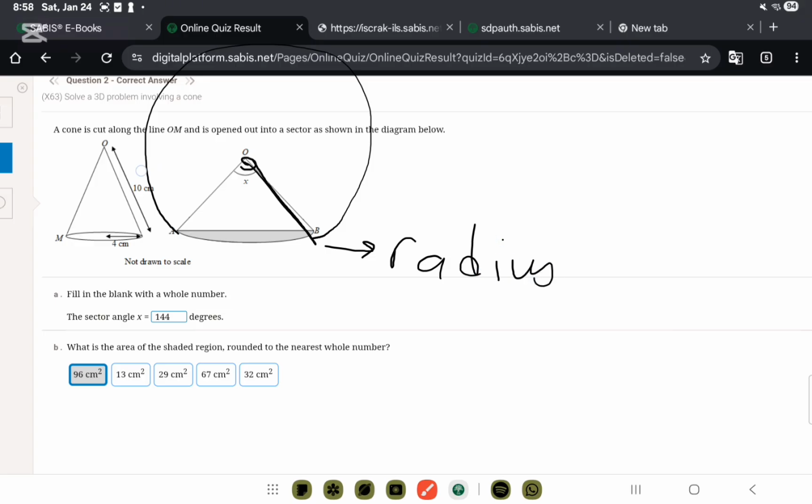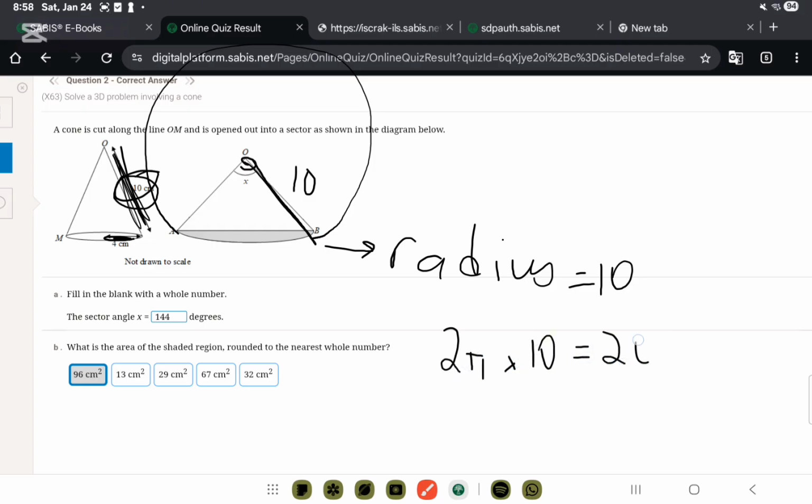Okay, now in the first part we found that the line is equal to 10, but the radius is 4. This time the radius is 10 because we extended the circle. We looked at it in a bigger picture. So now our new radius is going to be 10. So 2 pi times 10, which is 20 pi.